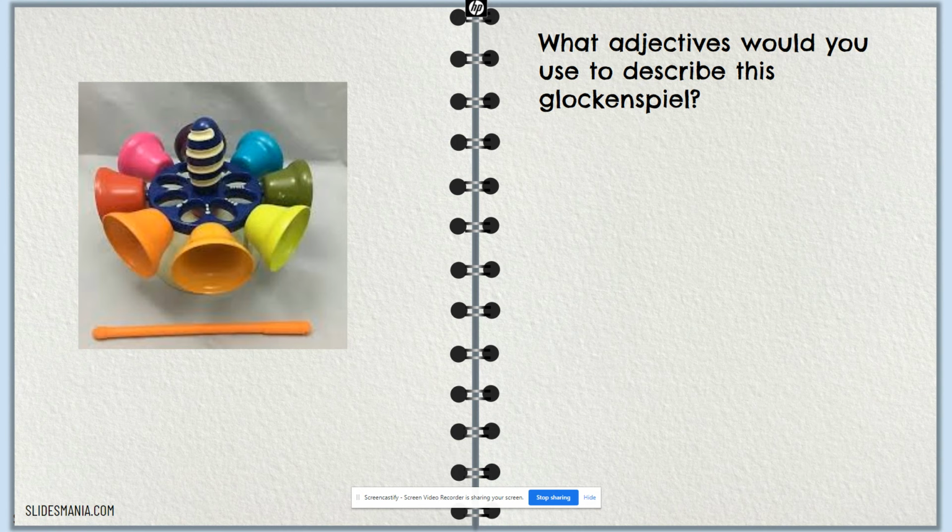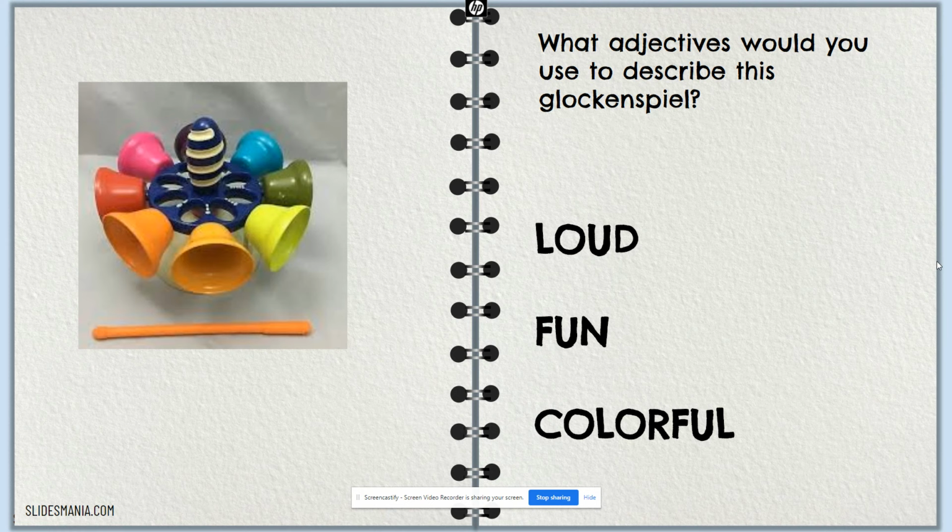First thing I want us to do is reflect a little bit. And you may have seen one of these when you were a little kid. It plays music. And so I want you to think about what adjectives or describing words you would use to describe this glockenspiel. That's the name of it, glockenspiel. So I thought about it, and I would choose loud, fun, and colorful, right? All three of those words would describe this glockenspiel. And on your handout, you can jot down other words if you'd like, but you can jot down these if you're not sure what else to put.